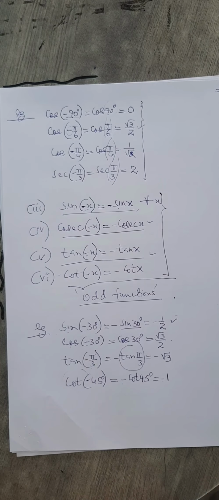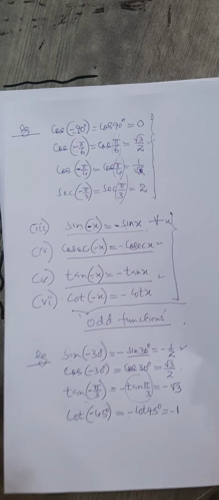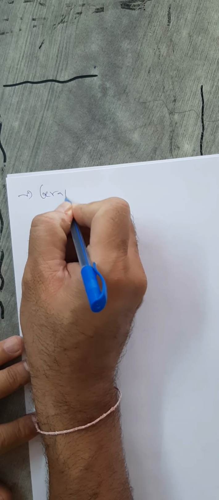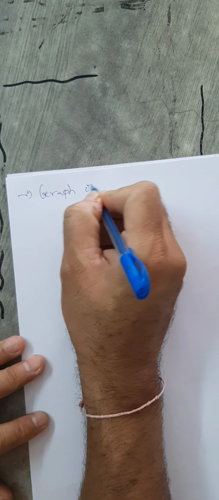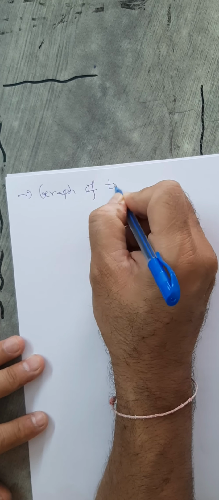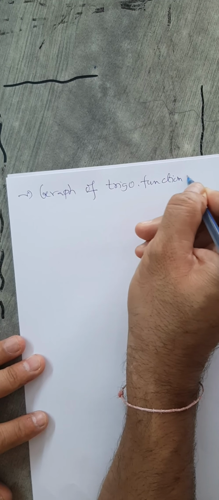So after knowing this, now we want to discuss graphs of trigonometric functions. So the next point is about the graph of trigonometric functions. We try to draw the graph of first sine, then cosine, and then tan.